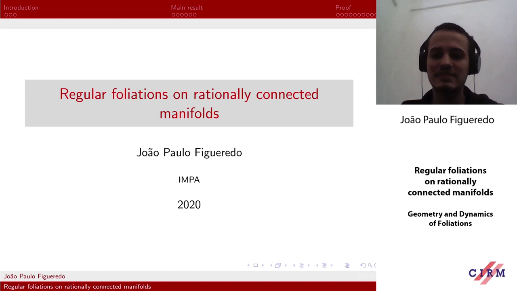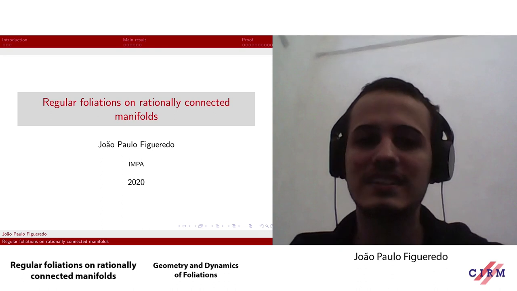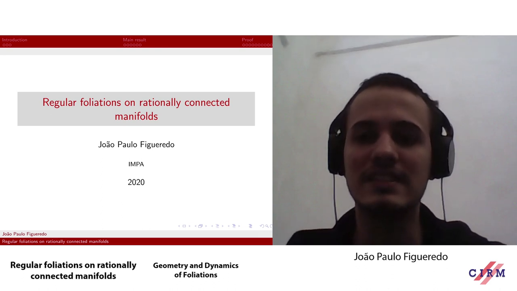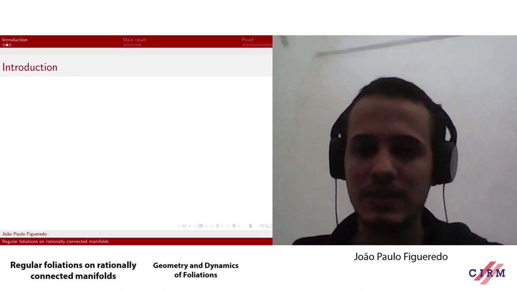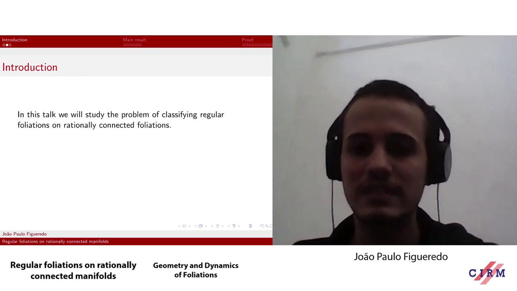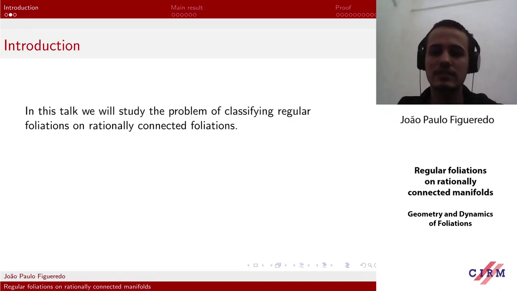And this is a very nice application of the MMP as presented by Spicer and Cassini in their talks. So what is the problem? The problem is of classifying regular foliations on rationally connected manifolds. Sorry for the typo. So what are rationally connected manifolds?